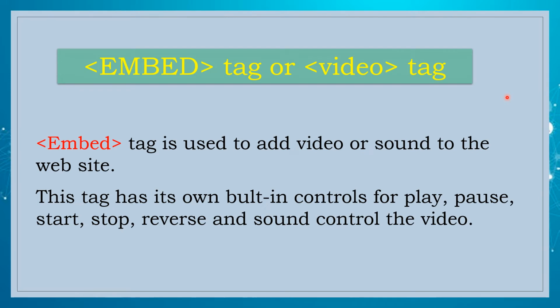Embed tag or video tag. Embed tag is used to add video or sound to the website. This tag has its own built-in controls for play, pause, start, stop, reverse, and sound control of the video.